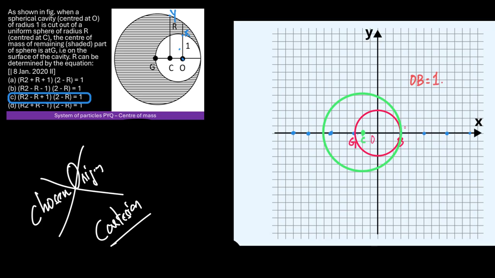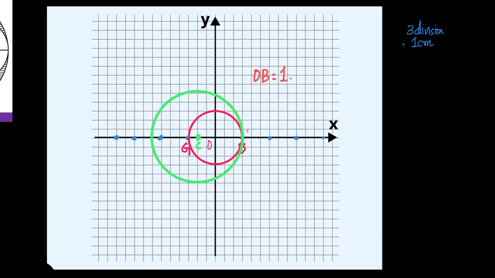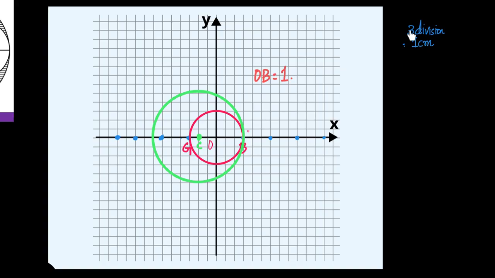So what I have done is I have assumed this scale such that 3 divisions here represents 1 centimeter. Okay, so we've got 3 divisions here which represents 1 centimeter. Which means this sphere here, two-dimensionally, is a circle with radius 1. Alright, and in which case, if you see, GC here is a very small distance, right?